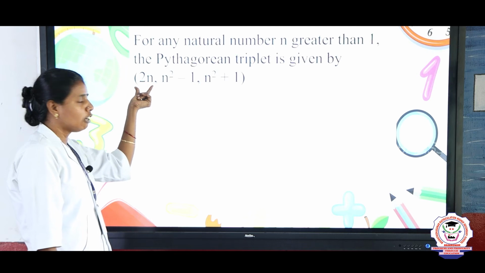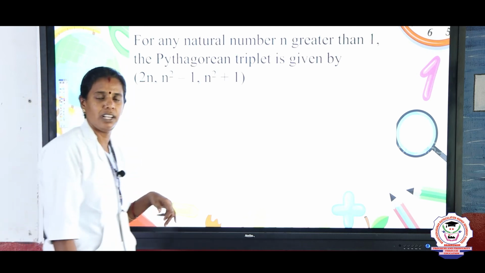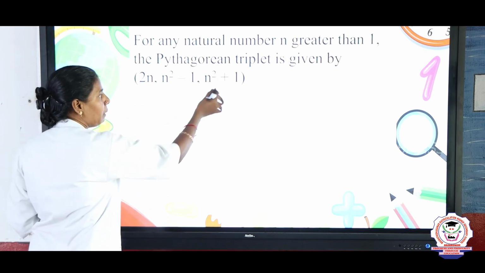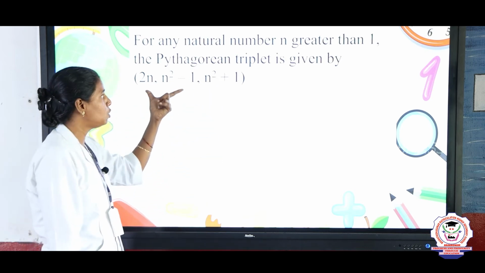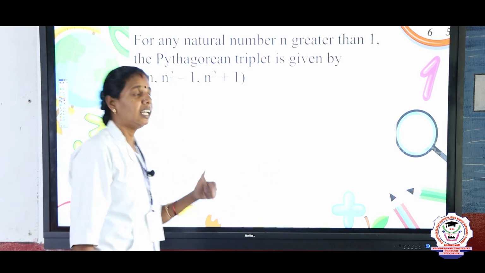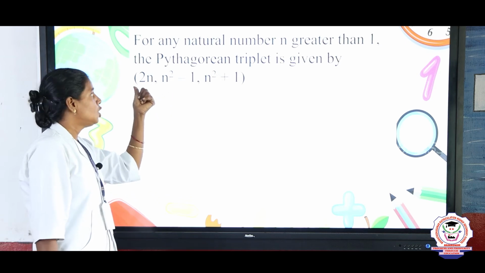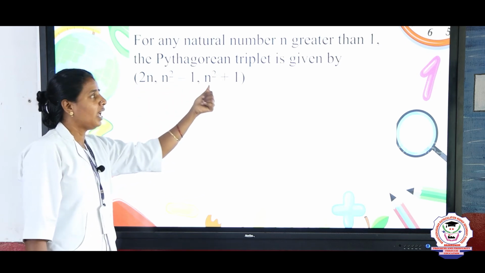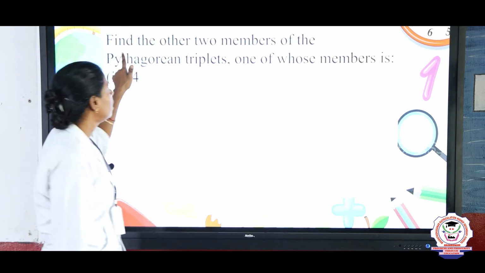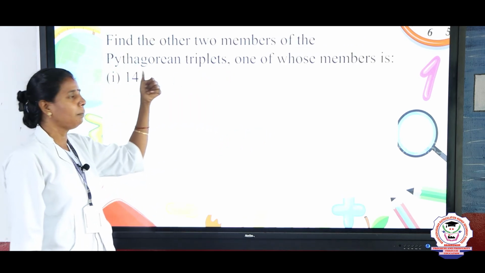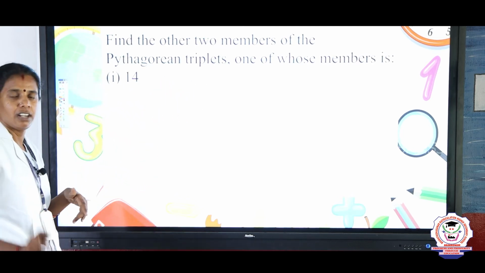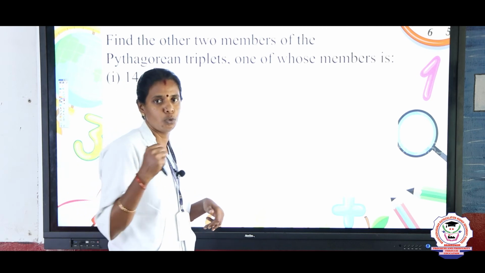In this, the first number, which is 2n, will be given. From that we need to find what is n and then find the remaining 2 numbers. So we should know how to find the other 2 numbers in the Pythagorean triplet. For that, the property we are going to use is 2n, n square minus 1 and n square plus 1. Is it clear? Now how to use it in the problem? See, find the other 2 members of the Pythagorean triplet. So one of the members, 14, is given and we need to find the other 2, right?